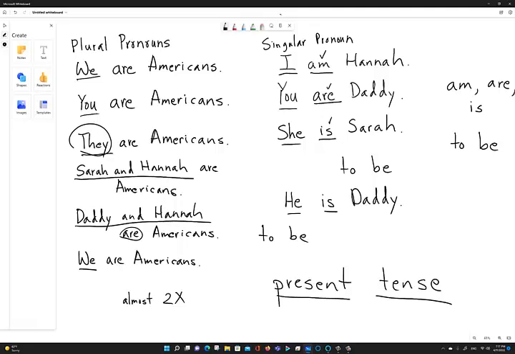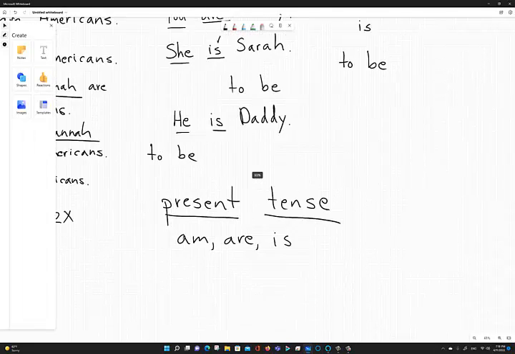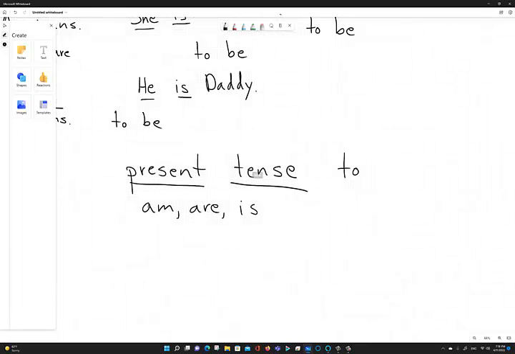These verbs, am, are, is, these are present tense for the verb to be. Do you understand? Alright, I think that concludes our lesson.